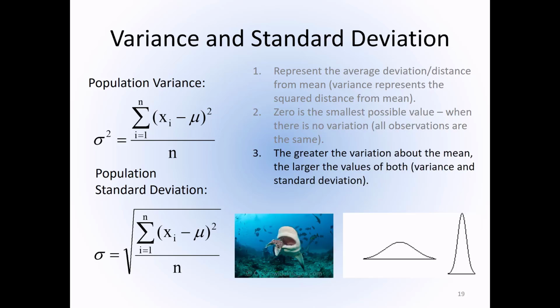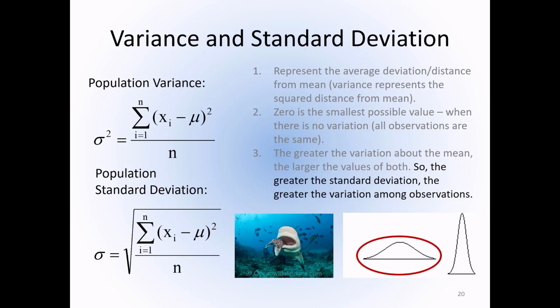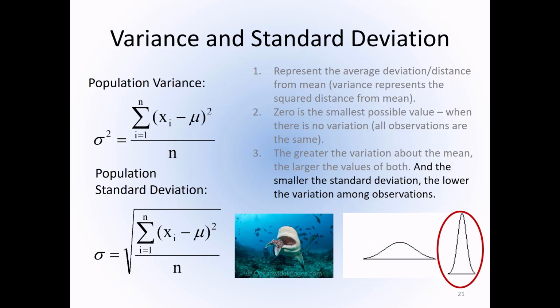And so if we're thinking about a population that's got a lot of variability among the different individuals and observations, well, then it's going to have a large variance and a large standard deviation, and our distribution is going to be very spread out and very flattened. And on the opposite side, if most of our observations are very similar to one another, then our variance and our standard deviation are going to be quite small, and our population is going to be represented by a more peaked distribution that is much more narrow.